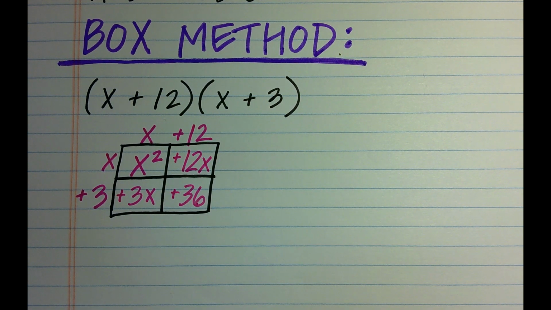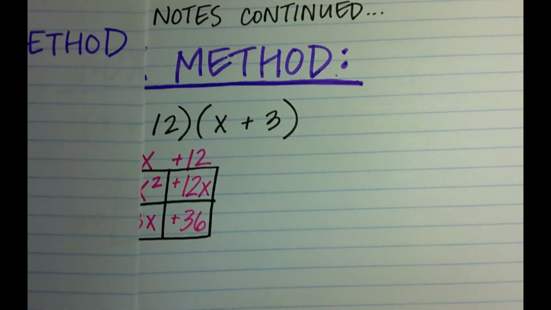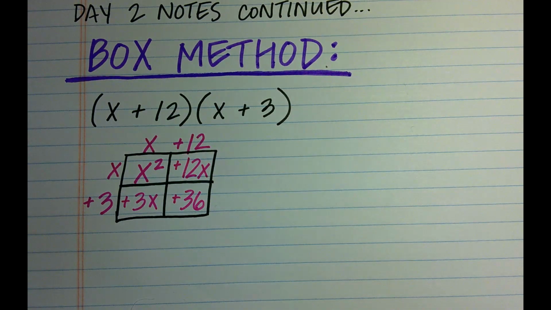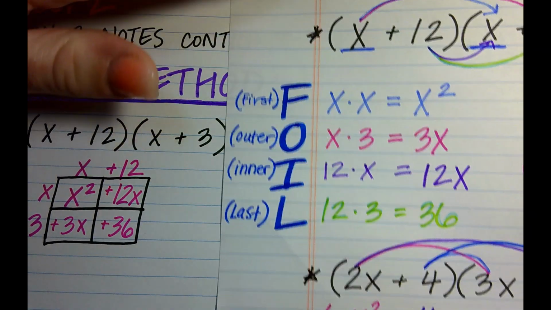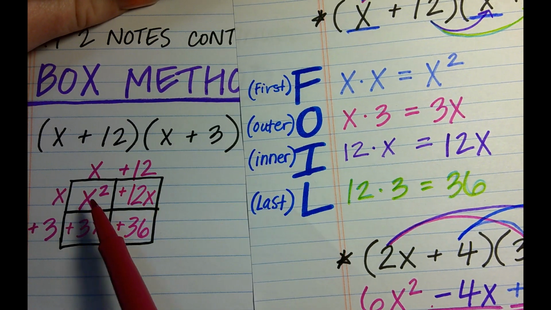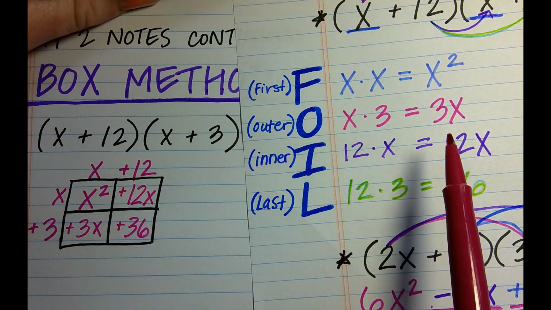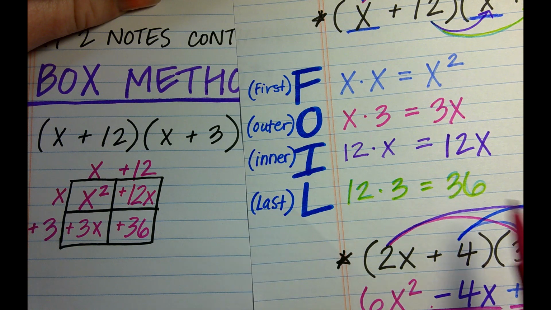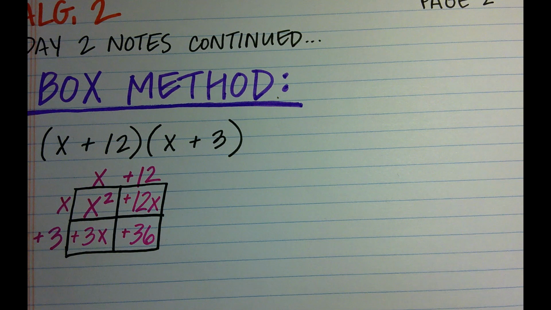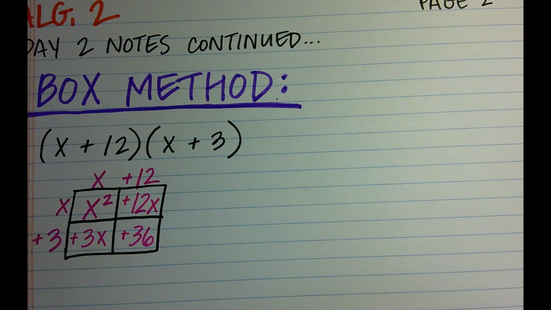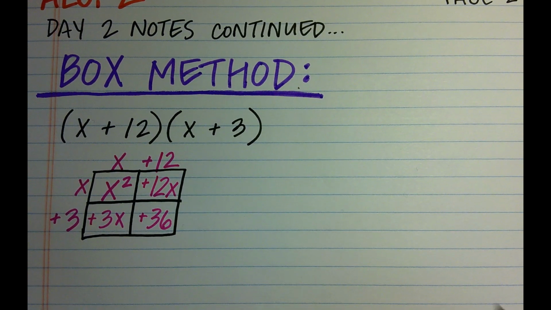All right. So with the box method, you're going to notice we get the same numbers as we would have with the FOIL method. If I can show these side by side. Let's see. We got an x squared, a 3x, a 12x, and a 36. Pretty cool. It works both ways. Now, to get your final answer, though, we still need to do combining like terms and make sure that we pull all of these out of the box and write it properly. And what are our like terms here?